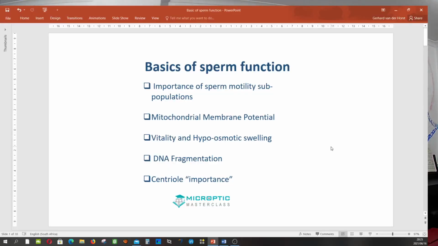Okay, let's then start straight away with the basics of sperm function. Five components will be discussed here: the subpopulations of sperm motility, the mitochondrial membrane potential, vitality, hypo-osmotic swelling, DNA fragmentation, and then, of course, the question of the centrioles, which is new to most of you.